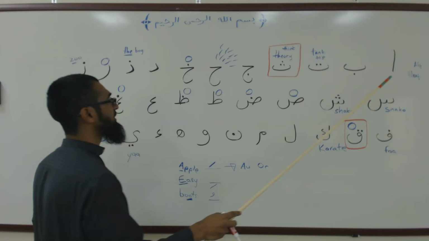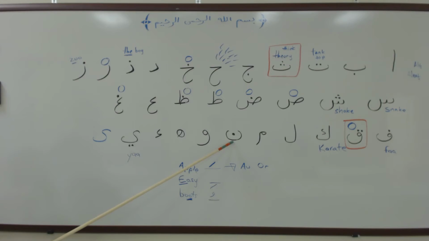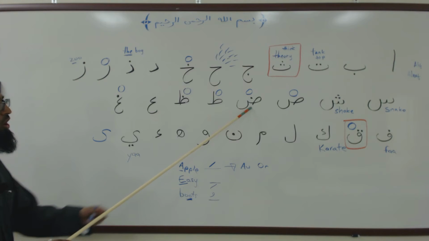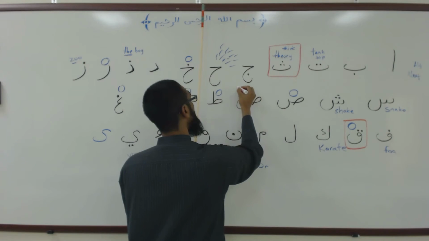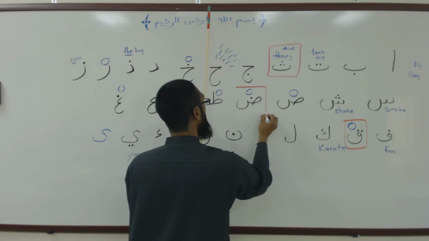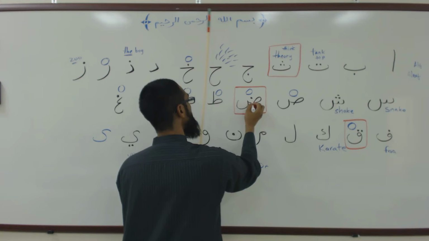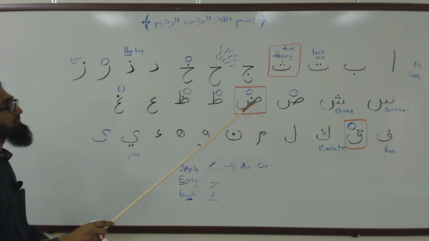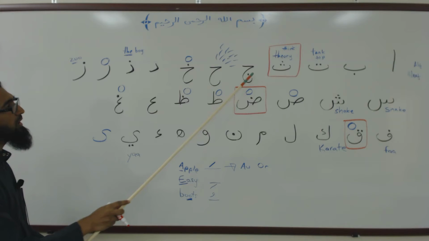What about this letter? Noon. Noon, very easy. What about this one? Dad. This letter requires effort. So when you reach these letters, make sure you prepare well and you make that extra effort. What about this one? Jim. Very easy. What about this one?